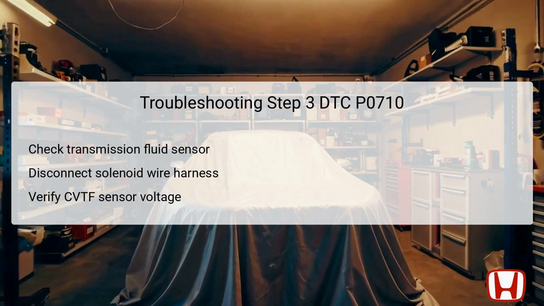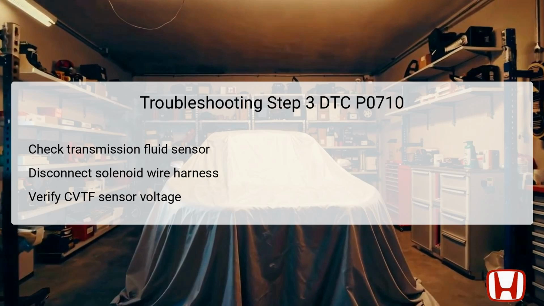Step 3 involves a more detailed examination of the transmission fluid temperature sensor itself. Start by turning the vehicle to the off-lock mode to ensure safety and avoid electrical hazards. Disconnect the solenoid wire harness A8P connector, which directly interfaces with the temperature sensor. Now, turn the vehicle back to the on mode so the voltages can be read correctly. At this stage, proceed to check the CVTF sensor voltage using the HDS.